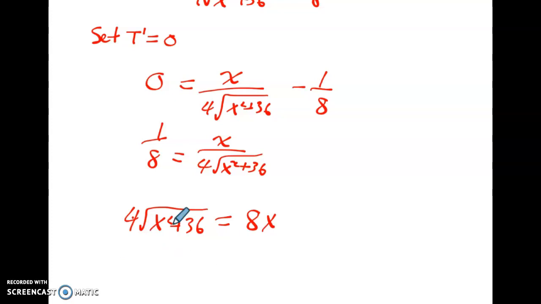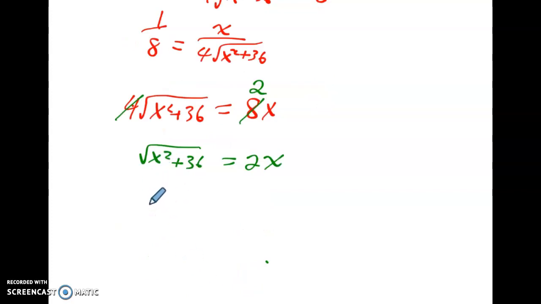And now we do have a factor of 4 on both sides, so we can divide out that factor of 4. And we're left with the square root of x squared plus 36 equaling 2x. And at that point, just like before, we have the square root equal to one term. We can square both sides. So if we square both sides, we get x squared plus 36 equals 4x squared.